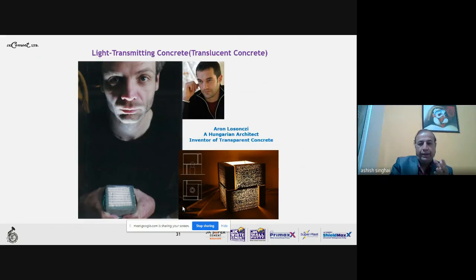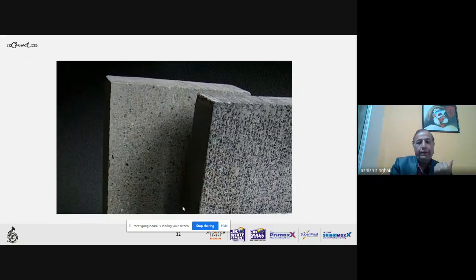A couple of pictures: the gentleman on the screen is an architect from Hungary, Mr. Aron Losonczi. He is the architect who invented this particular translucent concrete. As you can see, he's holding one block in his hand. Light is thrown from the bottom, and you can see the light coming all the way up to the top. That is how it looks when transmitting the light.